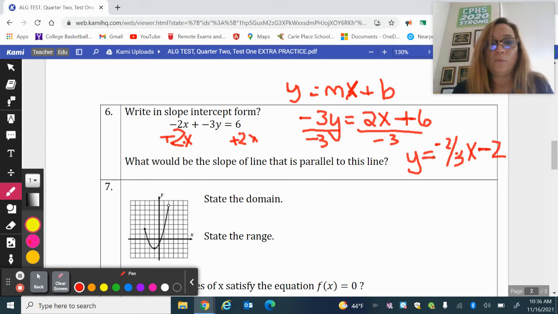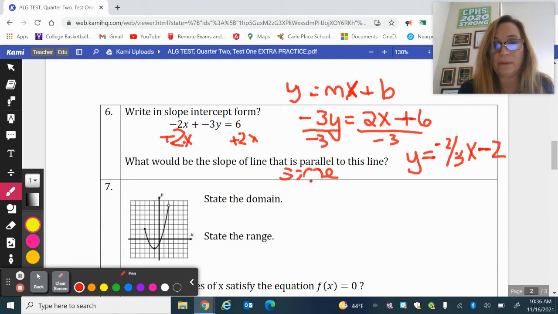All right. What would be the slope of a line that is parallel? It would be the same slope. Parallel lines have the same slope. It would be the same, which is -2/3.